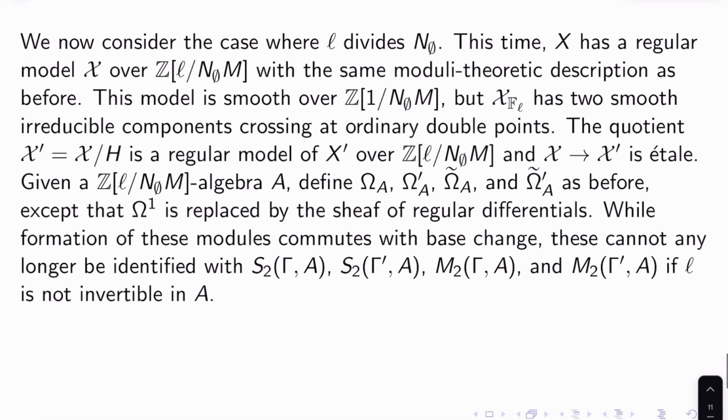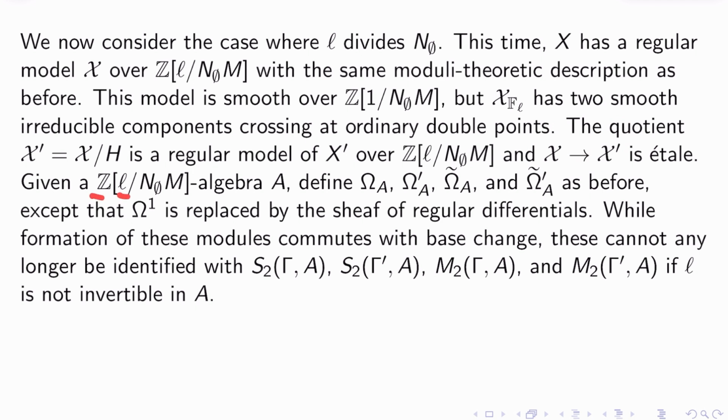Let's continue talking about differentials. We were just looking at the case where L doesn't divide N M. What about the case where L does divide N M? This time X has a regular model script X over Z[1/(N M)] with the same moduli theoretic description as before. This model is smooth over Z[1/(N M)], but script X over F sub L has two smooth irreducible components this time crossing at ordinary double points. The quotient script X prime, which is still script X mod H, is a regular model of X prime over Z[1/(N M)], and script X to script X prime is still a torsor.